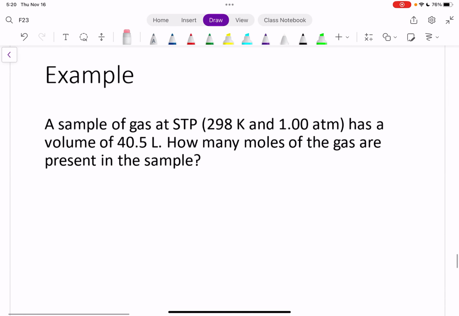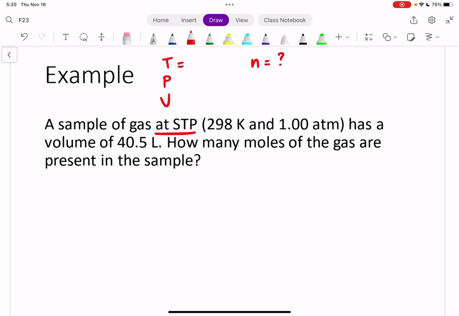All right, so let's try this out. So this says a sample of gas at STP. So I'm going to underline that. So we know some stuff already. We know our temperature and we know our pressure, okay, just right off the bat. It has a volume of 40.5 liters, so we know a volume as well. And then it wants to know how many moles of the gas are present in the sample.